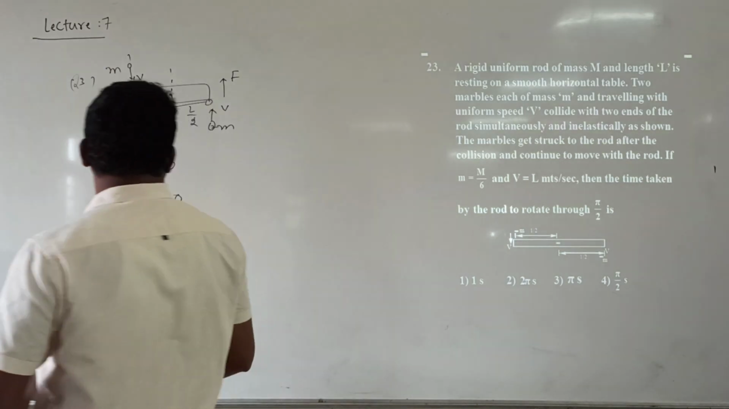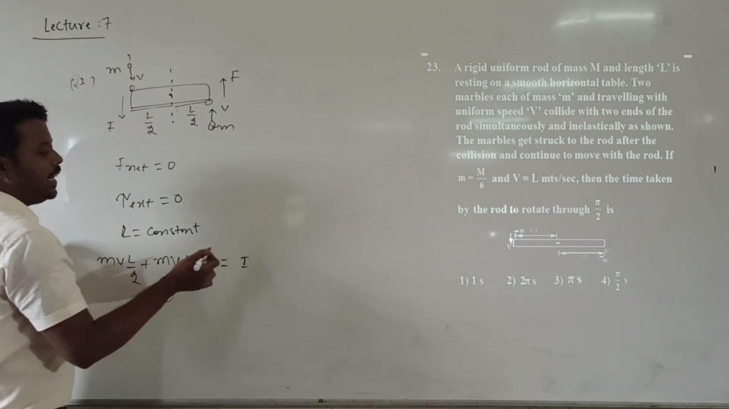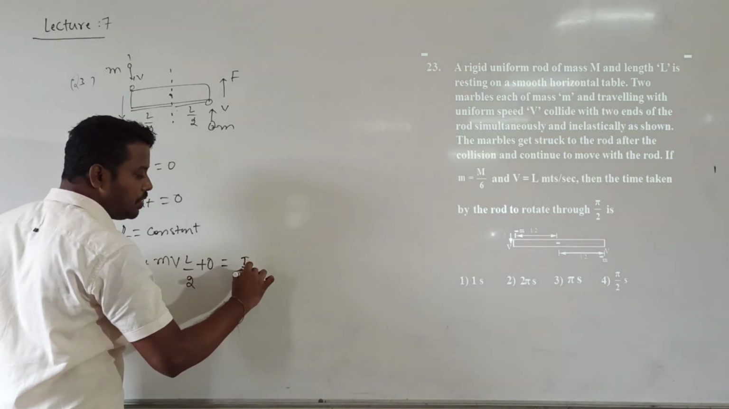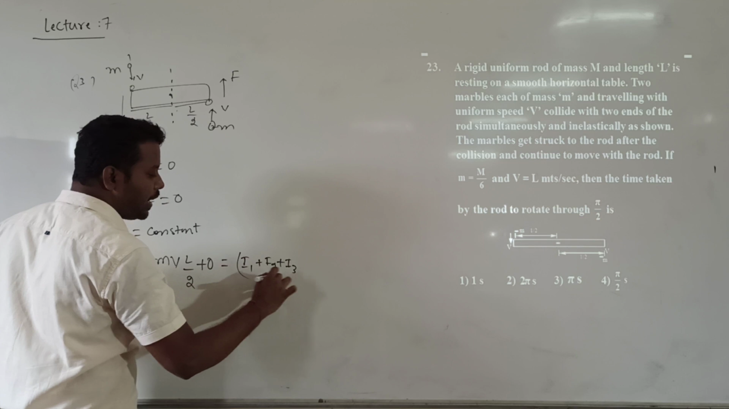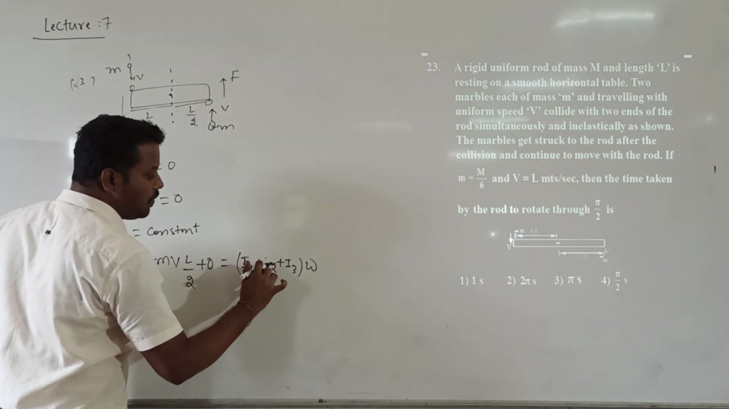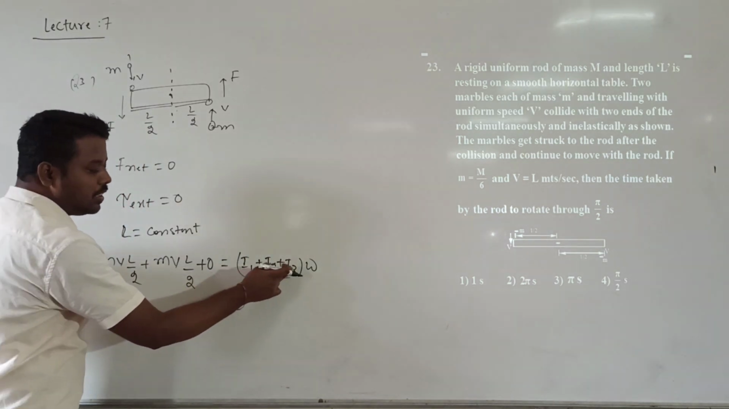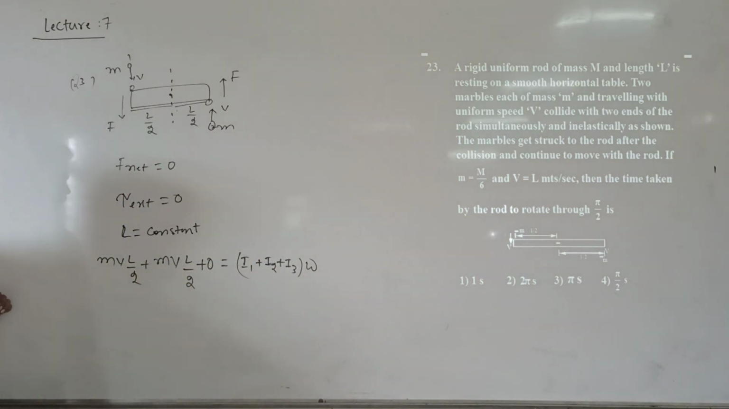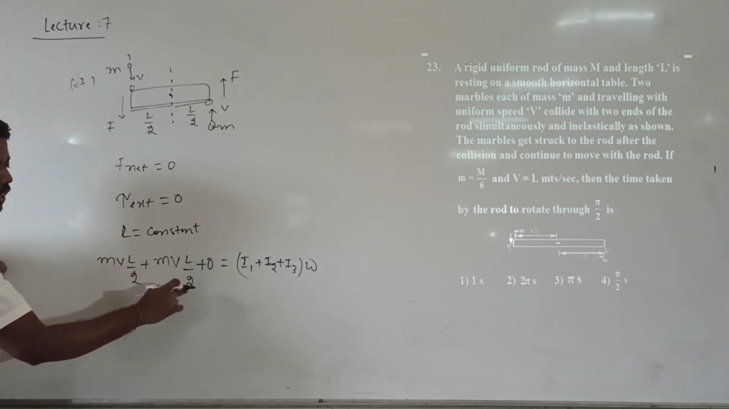So finally, after collision, all are rotating together. The angular momentum generated is L equal to I omega, for rotational motion, (I1 plus I2 plus I3) into omega. So what are I1, I2, I3? I1 is the moment of inertia of the first particle, I2 is the moment of inertia of the second particle, and I3 is the moment of inertia of the rod. Understood? Here what will I get? m into v into L by 2 plus m into v into L by 2.